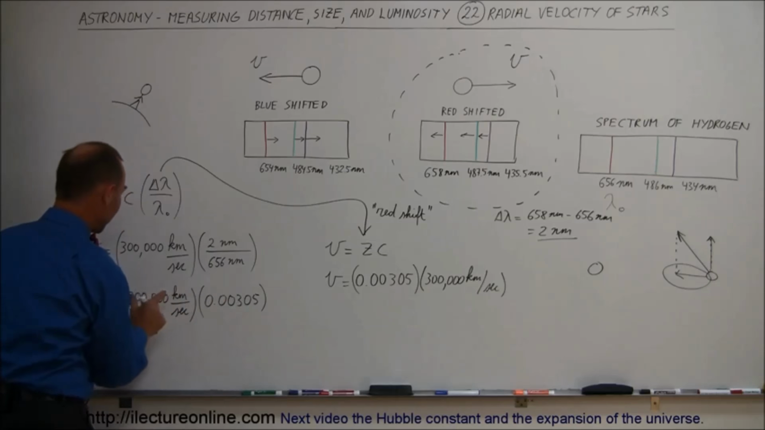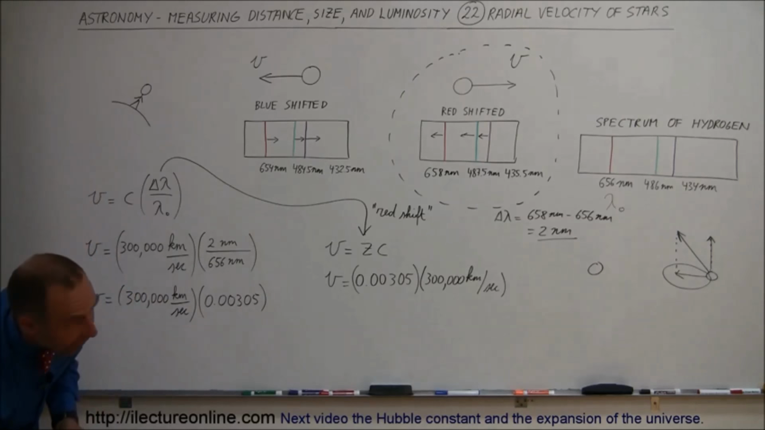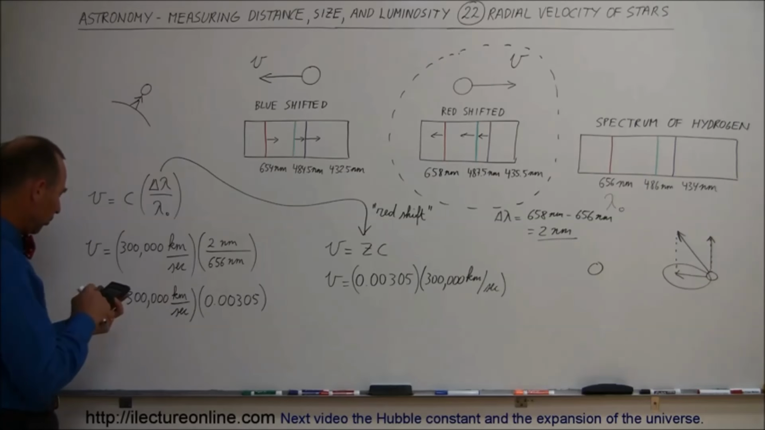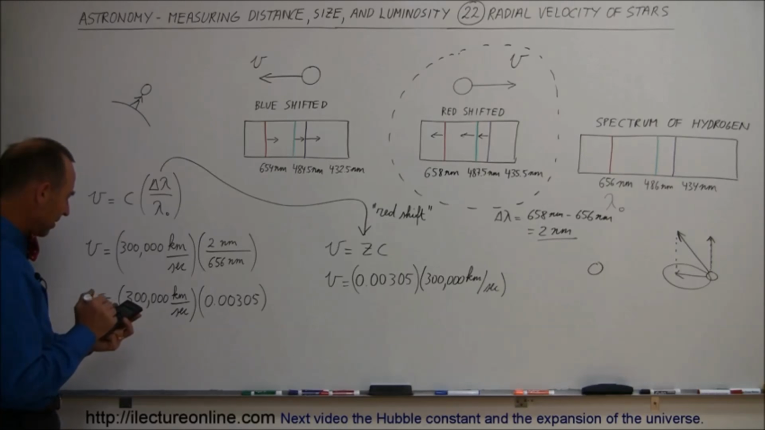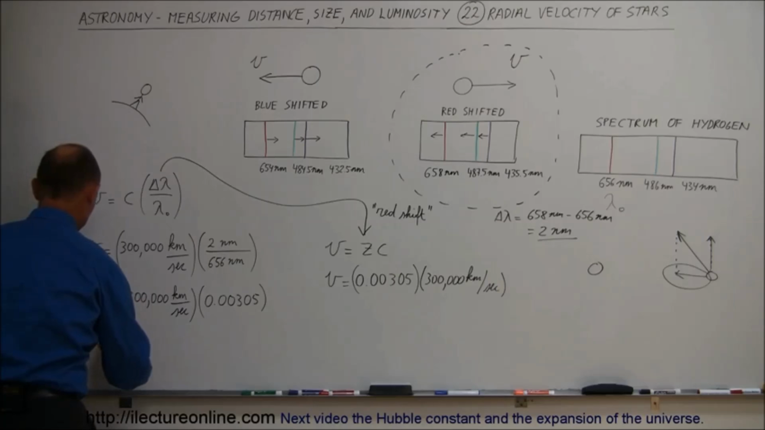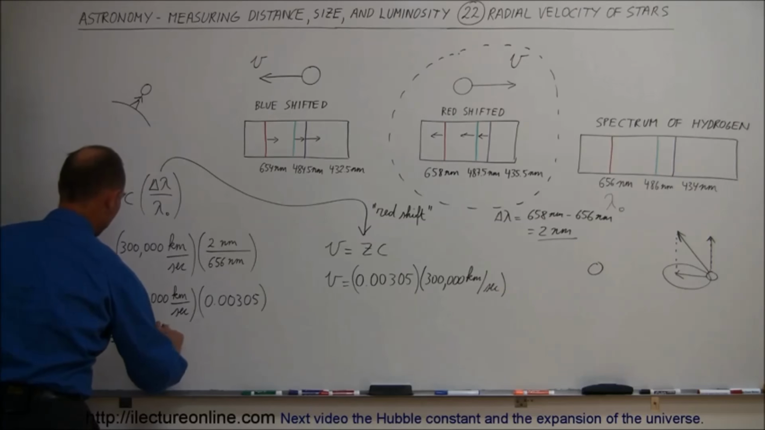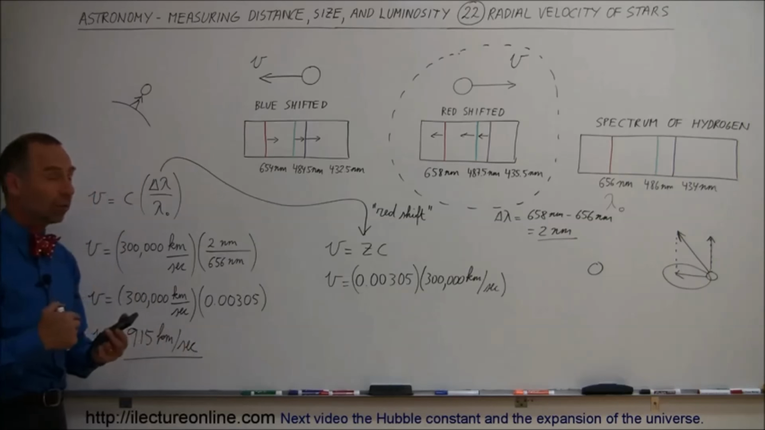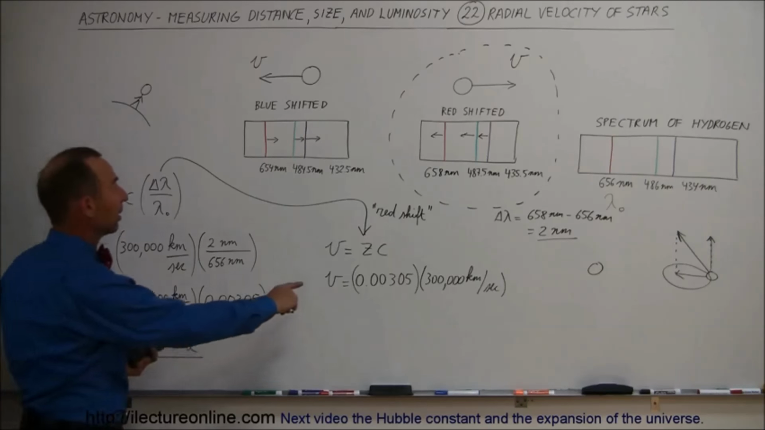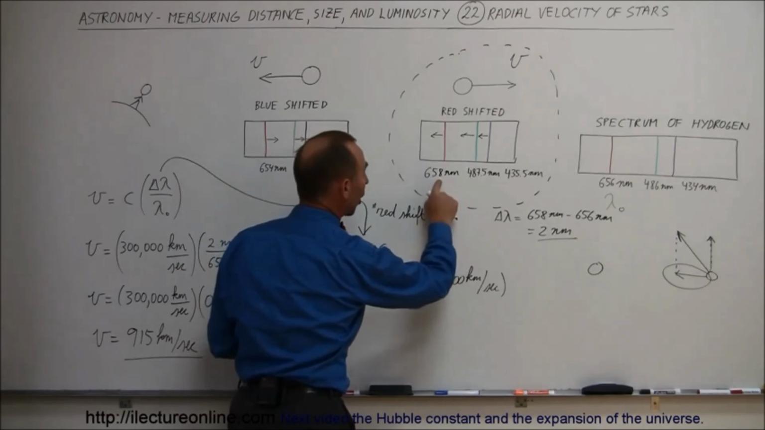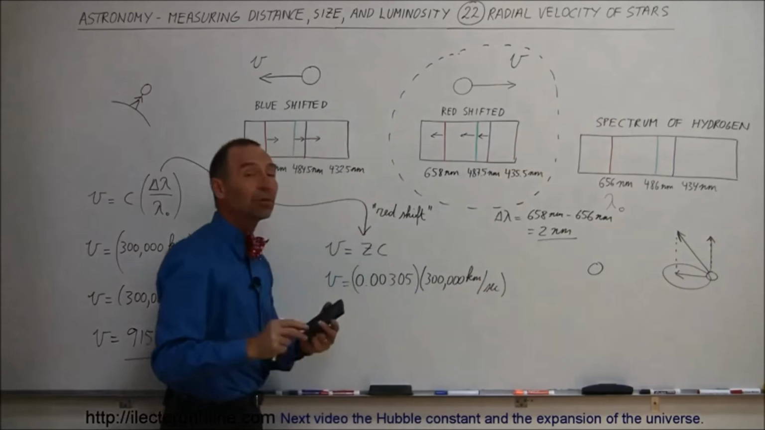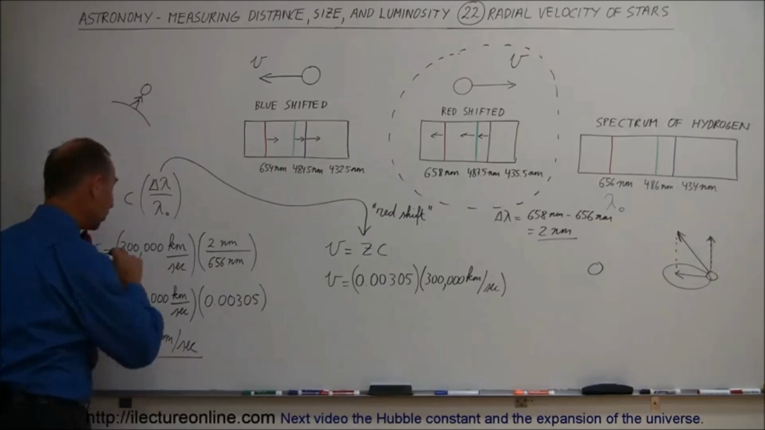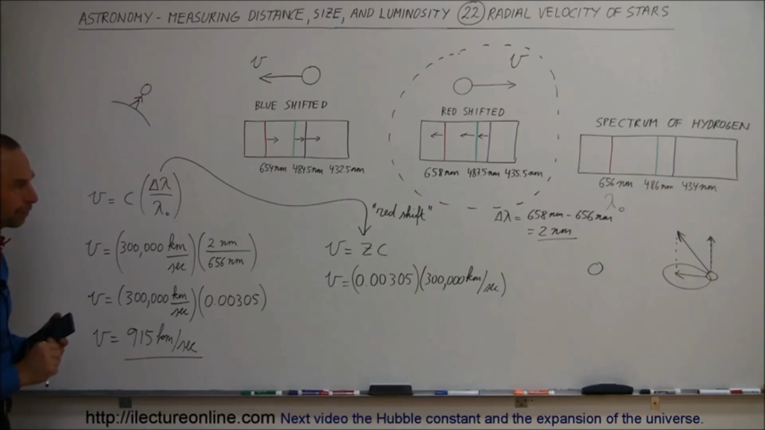0.00305. If we multiply this times the speed of light, we should be able to get the speed of that star. So we multiply this times 300,000, and we get 915. So V equals 915 kilometers per second, which would mean that star is moving towards us. Oh, no, is it moving towards us? Let's see here. No, the wavelengths are getting longer. That means it's moving away from us. So the object is moving away from us at 915 kilometers per second. So we call that redshifted.